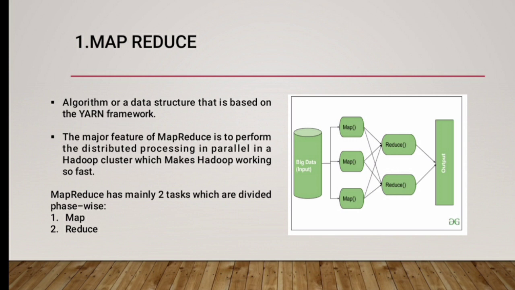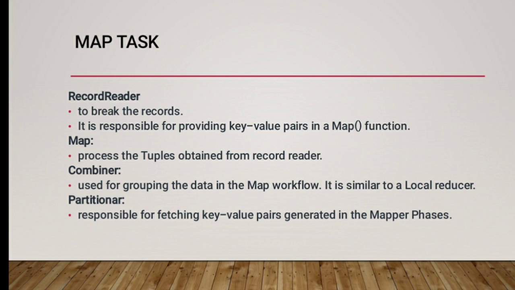The data processing is always done in the reducer depending upon the business requirement of that industry. This is how first the map function and then reduce is utilized one by one. Let's understand the map task and reduce task in detail. Map task: record reader. The purpose of the record reader is to break the records. It is responsible for providing key value pairs in a map function. The key is actually its locational information and value is the data associated with it.